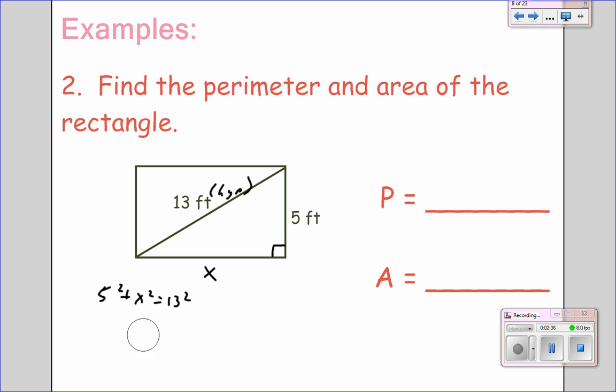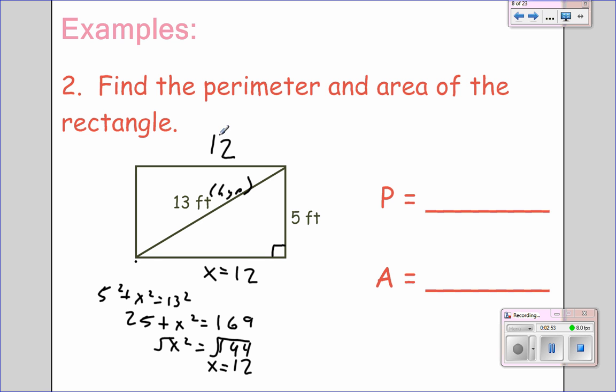25 plus x squared equals 169. Subtract the 25. And to finish it off, you take the square root of 144. So x equals 12. So this length is 12.